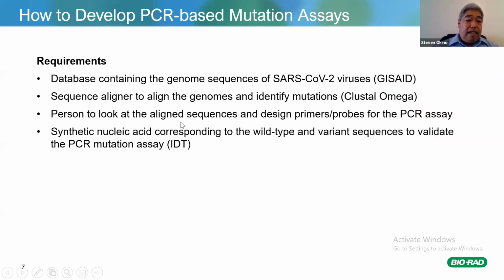After that, you need a sequence aligner to align the genomes so you can identify the mutations. Again, this is a free web-based tool. I use Clustal Omega to align the sequences. And all of these are free. You can just sign up and you're in. You also need a person to look at the aligned sequence and design the primers and probes for the PCR assay. You need synthetic nucleic acid corresponding to the wild type and variant sequences to make sure that the PCR assays work. And here we're just using a DNA synthesis company called IDT to do this.